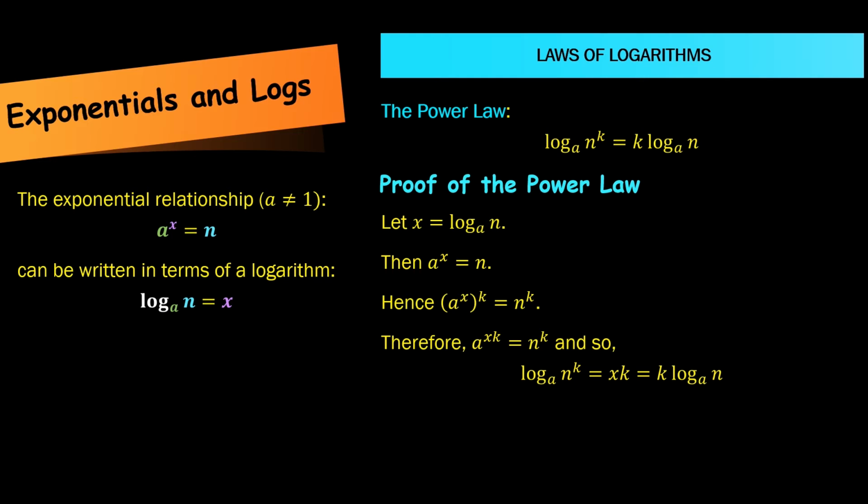And so, log n to the power k base a equals x times k. We bring k to the front, and x is of course log n base a. And hence we've proved the power law.